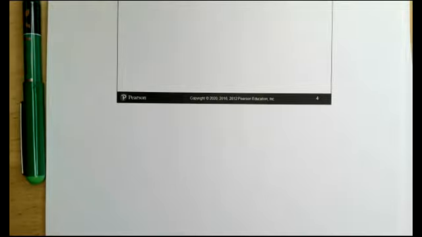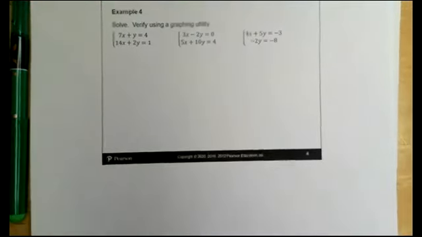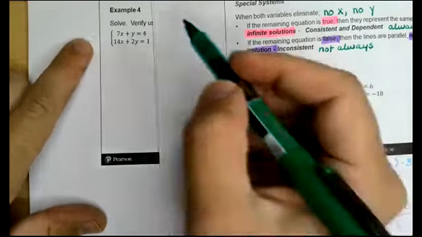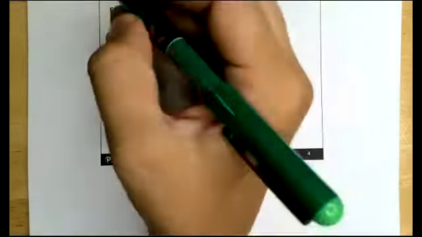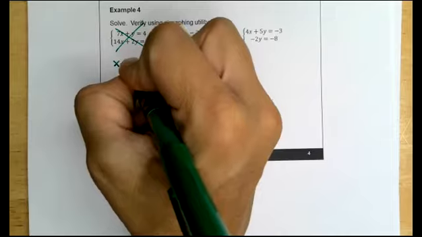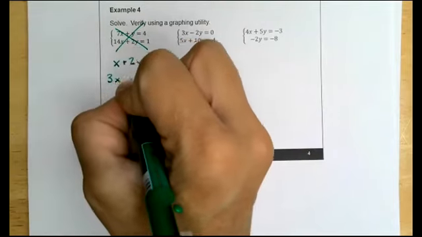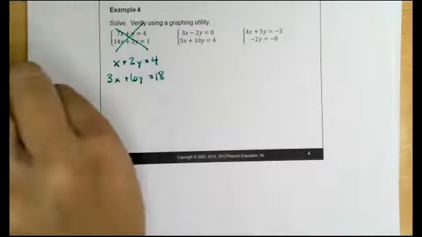All right. Example 4, solve. Verify using a graphic utility, except, guys, look, it's the same one. Should we do a different one? How about x plus 2y equals 4, and then 3x plus 6y equals 18. Okay, let's see what happens.